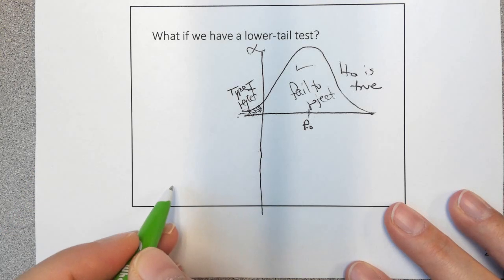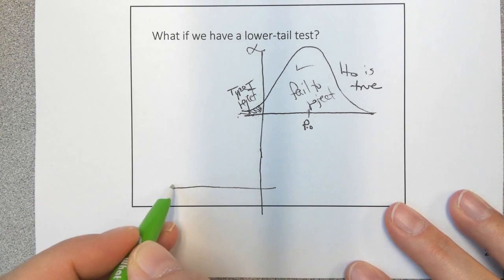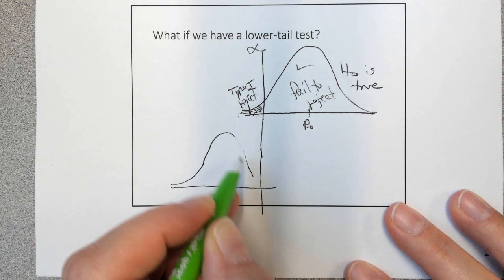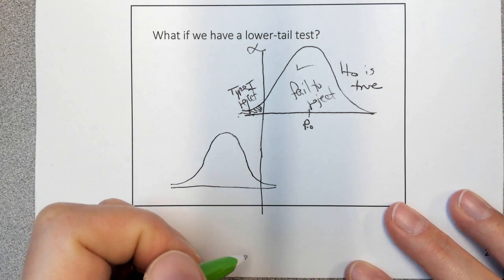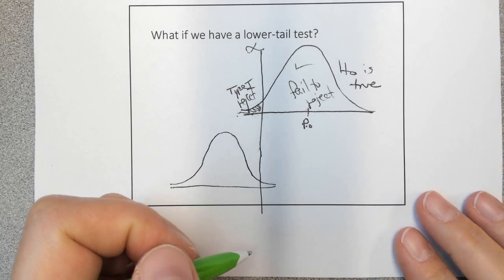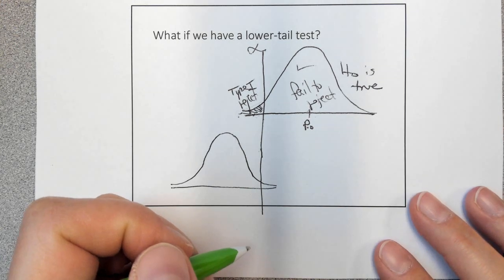But let's say that I'm just completely off kilter, and the true proportion of students who have at least 100 numbers stored in their cell phone is only 50% instead of 70%.